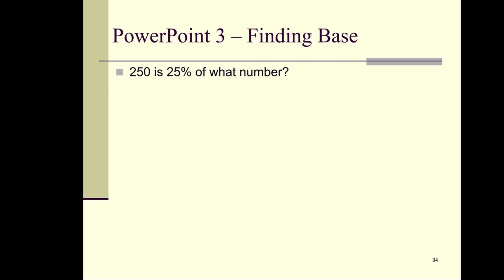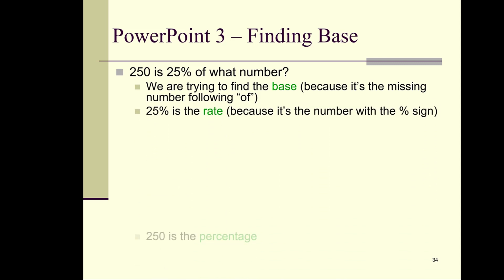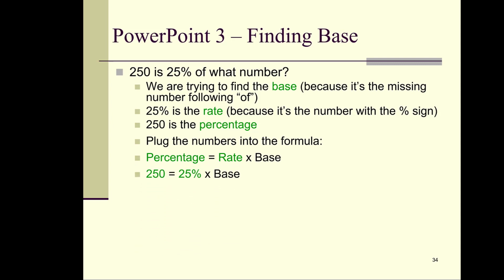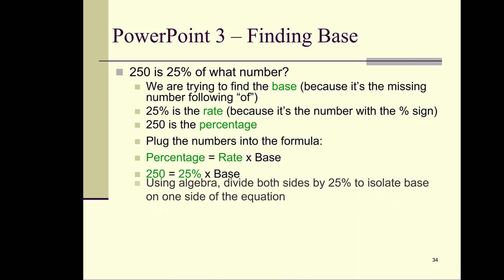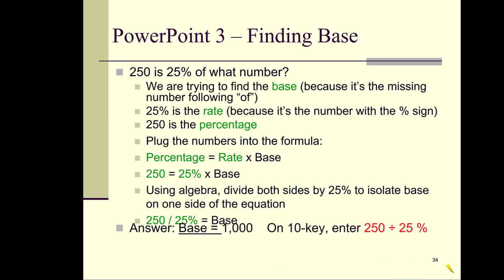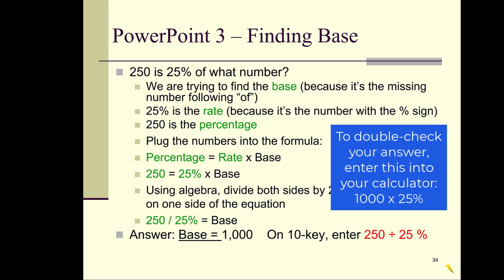Let's try another one. 250 is 25% of what number? We're trying to find base because it's the missing number following "of." 25% is the rate because it's the number with a percent sign. Therefore, 250 must be the percentage by the process of elimination. So we'll plug the numbers into the familiar formula of percentage equals rate times base. We get 250 equals 25% times base. Now we have to get base on one side by itself, so divide both sides by 25%. And you get 250 divided by 25% equals base. So on your calculator, enter 250 divided by 25 and then hit your percent key, and you should get 1,000.